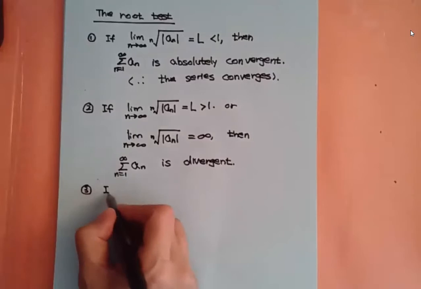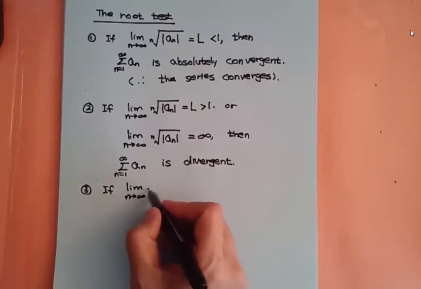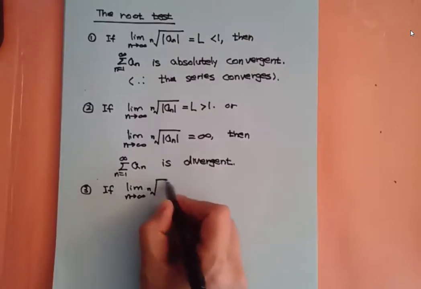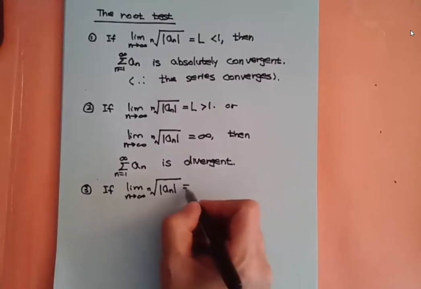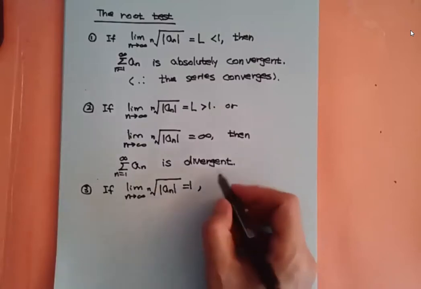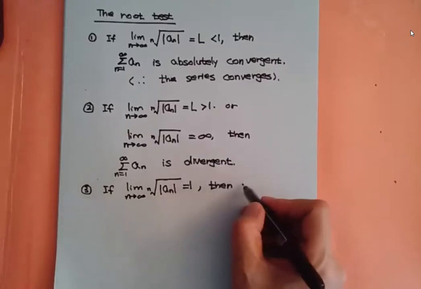The last one is the statement about the inconclusive test. When we take the nth root of the absolute value of an, if that converges to 1, then the root test is inconclusive.